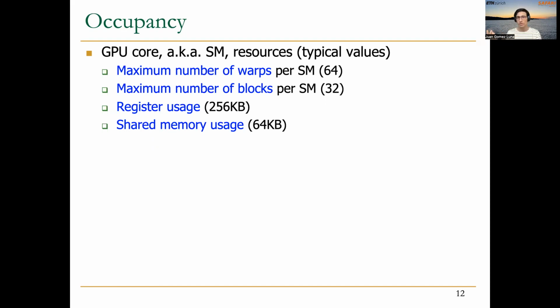Here you have some reference numbers that might not be the most recent ones, but at least they are in the ballpark of existing GPU architectures. One is the register usage. Typically, the register file is 256 kilobytes. Then there is the shared memory usage as well. In older GPUs, it used to be 64 kilobytes. In more recent GPUs, it's, I believe, up to 192 kilobytes.